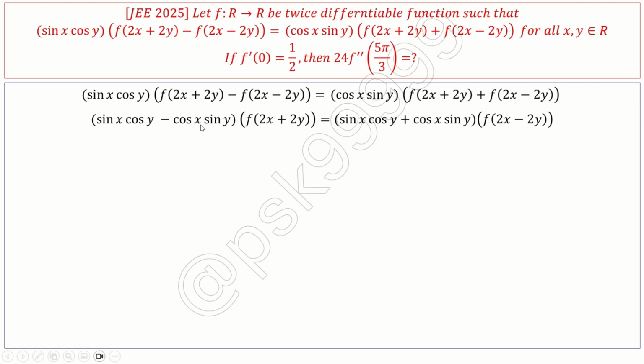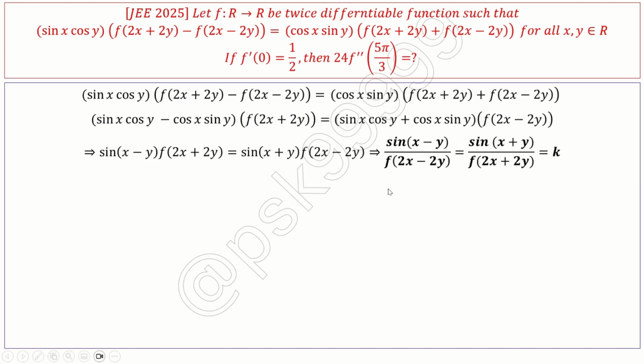Now we know that this we can call sin of x minus y, and this is sin of x plus y. So that's what I will do here, which implies sin of x minus y divided by f of 2x minus 2y equals sin of x plus y divided by f of 2x plus 2y. Let's call this equal to some constant which is k. Now once you know this, this is very simple. If you expand each individual fraction, sin of x minus y equals k times f of 2x minus 2y and sin of x plus y equals k times f of 2x plus 2y.